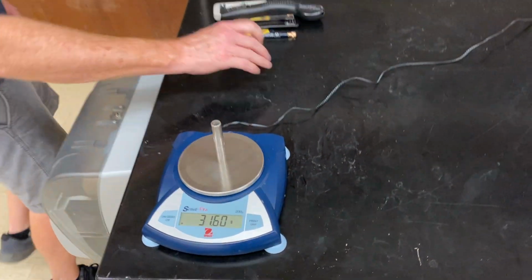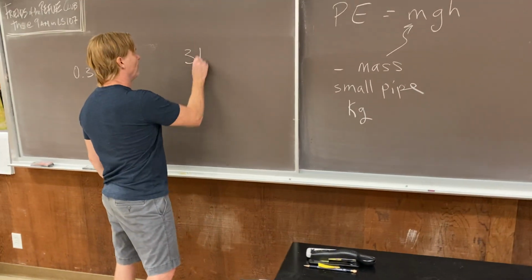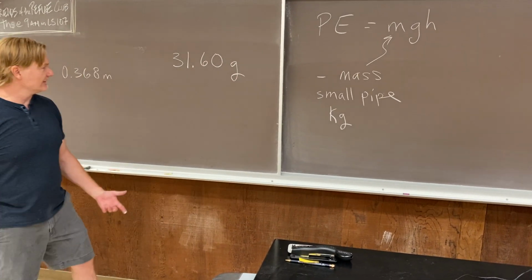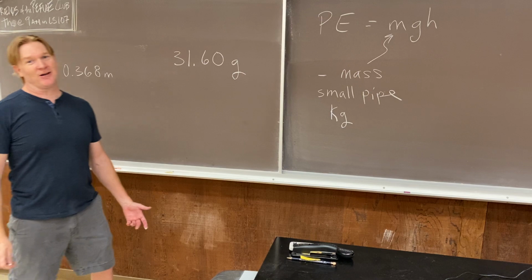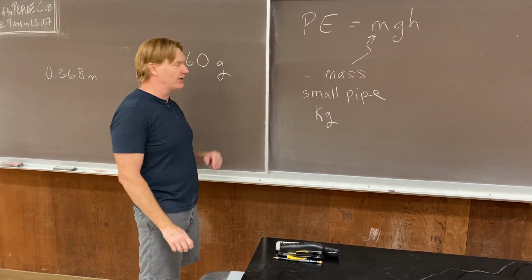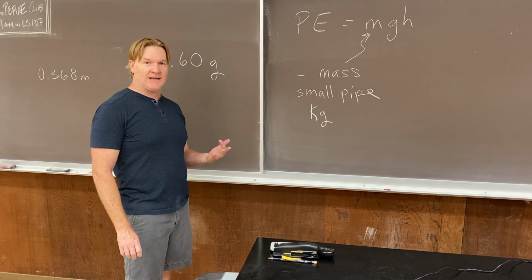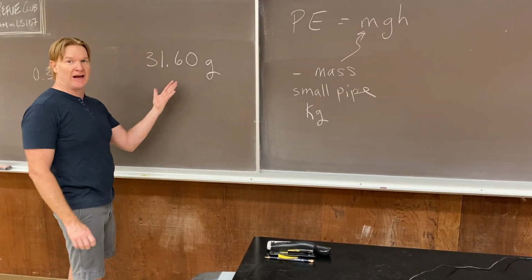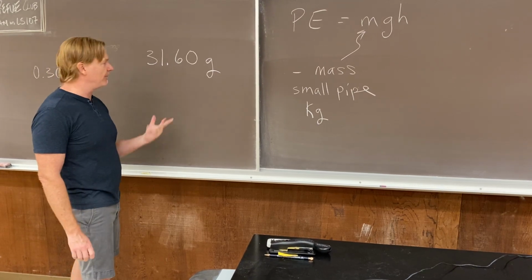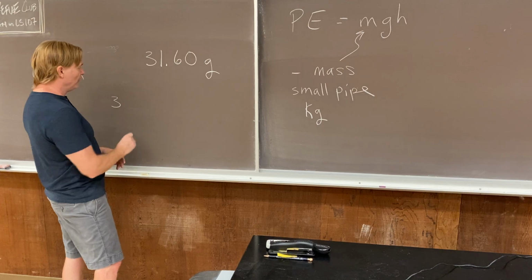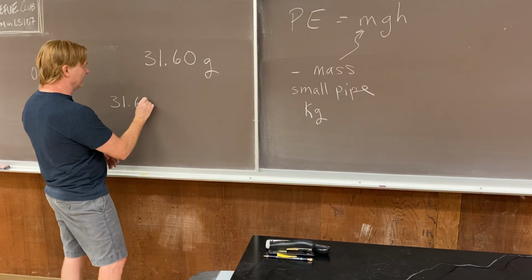It looks like it's 31.60 grams. Let's write that up here: 31.60 grams. We don't want grams, we want kilograms. So how are we going to change this into kilograms? Well, kilo means 1,000, so there are 1,000 grams for every 1 kilogram. So how are we going to do this? Well, here's the math that we're going to do.